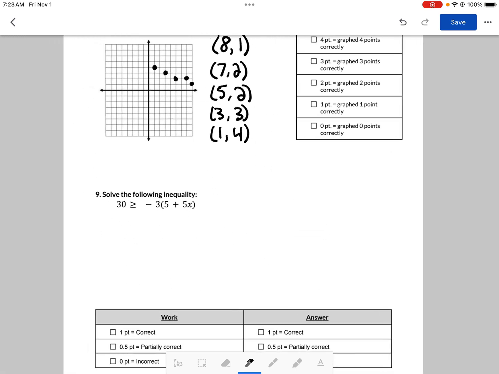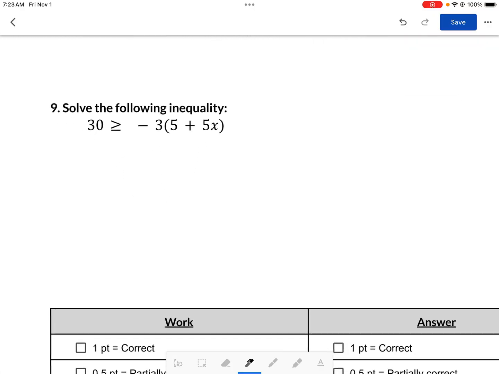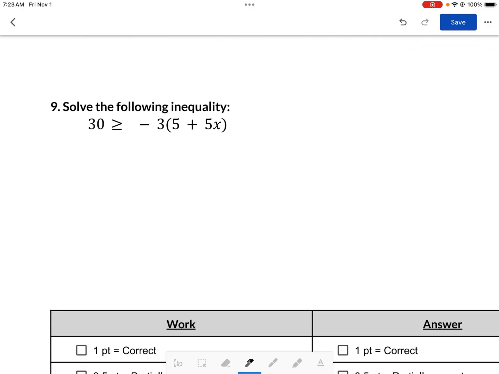And the last question here is just a review of what we've been doing last week, solving inequalities. So I'm going to start out by distributing this -3. Remember, when I distribute, that means that I multiply. So I'm going to bring down my 30, my inequality sign greater than or equal to, and I'm distributing the -3, which means I'm multiplying both parts inside the parentheses. -3 times 5 is -15, and -3 times 5x is minus 15x. And remember that when I multiply a negative and a positive, my answer is going to be negative.